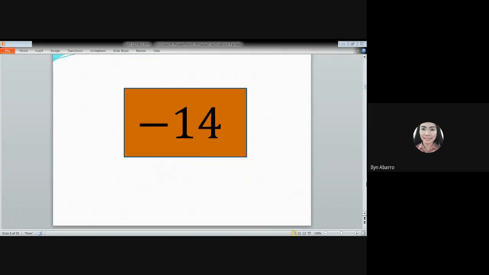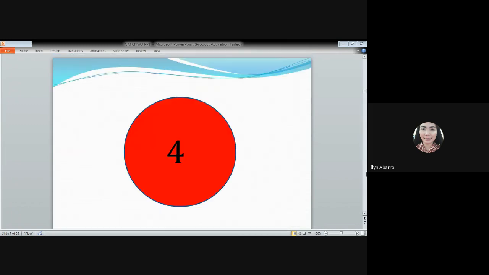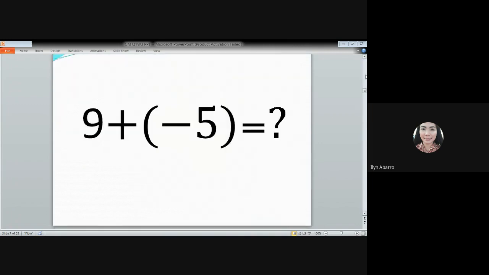Okay, let us proceed. What if 9 plus negative 5 is the given? Okay, this is still addition. So kapag unlike sign or different yung sign nila, you will subtract their values and use the sign of the bigger number. So 9 minus 5 is equal to 4. Positive because 9 is greater than 5.